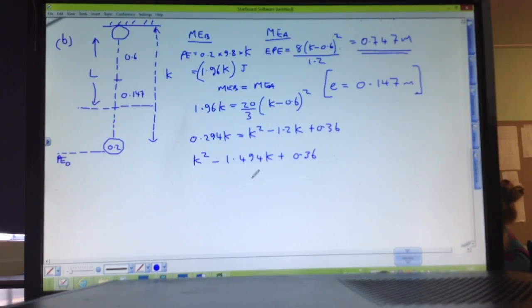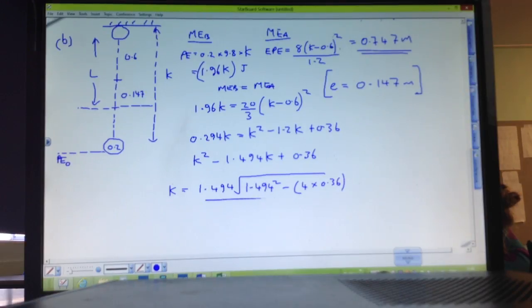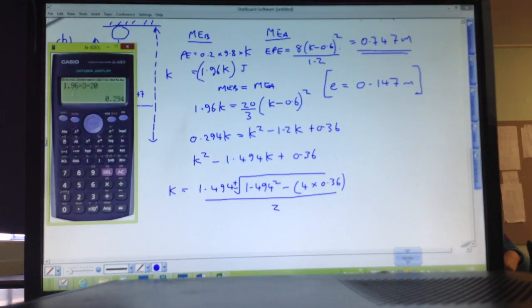Now I'm not going to mess around, I'm going to go straight to the quadratic formula. The solutions are k equals minus b, so that's 1.494, plus or minus the square root of 1.494 squared minus 4ac, so minus 4 lots of 0.36, because a is 1, all over twice of a, which is 2. Oh yeah, I missed that plus and minus. Okay, a rather critical bit. So I'm going to do the plus first of all.